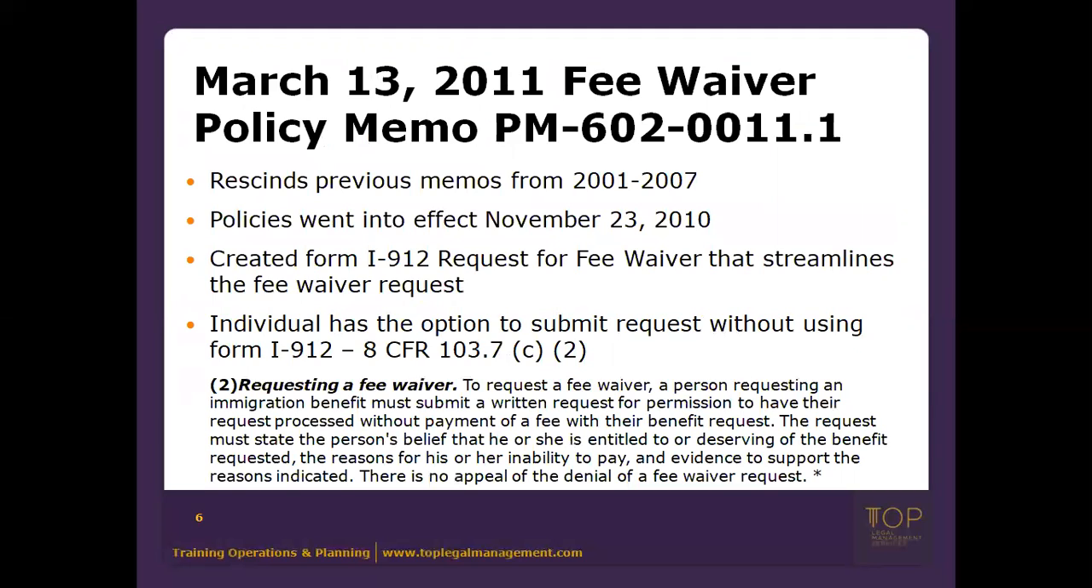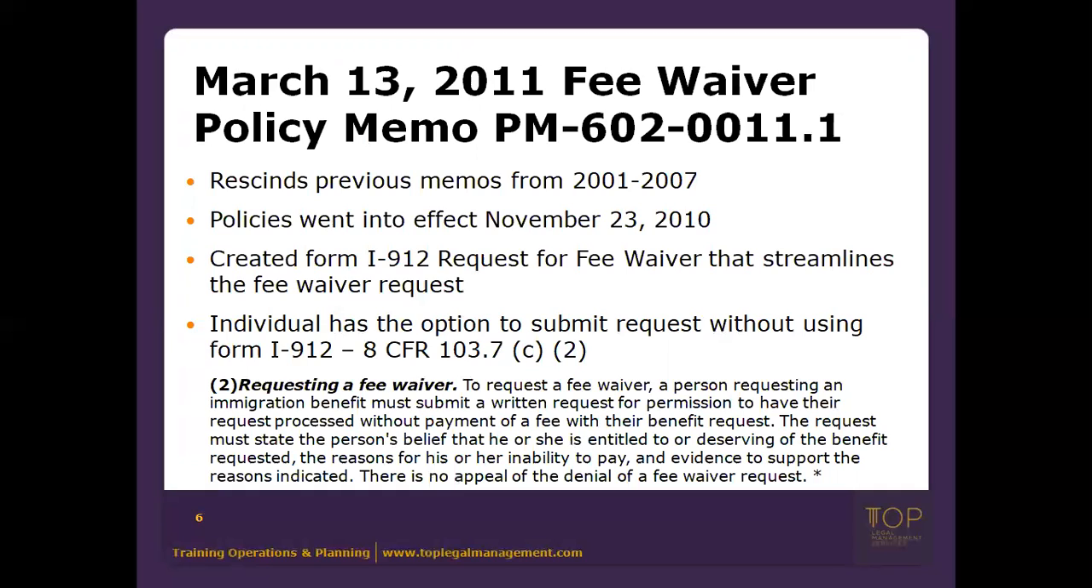So now we're going to talk about the current guidance, which is found in Policy Memo PM-602-0011.1. So before this policy guidance, there were multiple memos, and it was confusing and complicated to try to get a fee waiver. So this memo rescinds all previous memos that were issued between 2001 and 2007. It puts into effect the policies that started on November 23rd, 2010. And part of it is that it creates a request for fee waiver, Form I-912, that streamlines the fee waiver request.